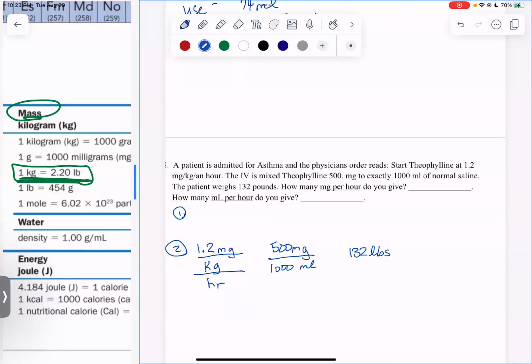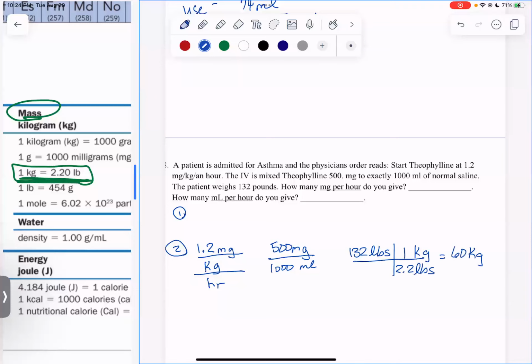Anytime I see pounds here, it drives me bananas. So I just go ahead and convert it right here, pounds, and we know we want to go to kilograms. So I know I have 2.2 pounds and 1 kilogram. So that's 132 divided by 2.2, and we get 60 kilograms. Okay, so now I have that as my piece of information.